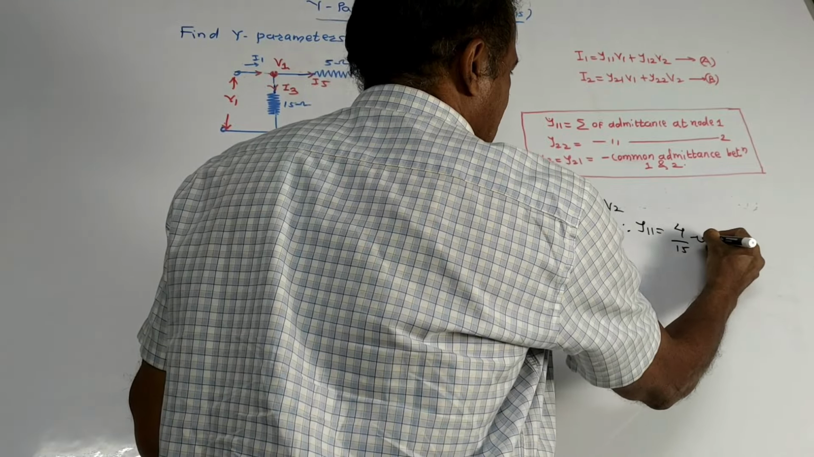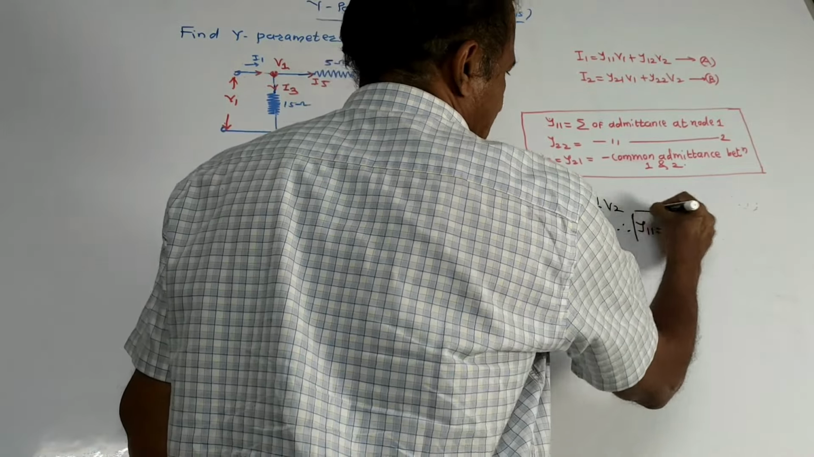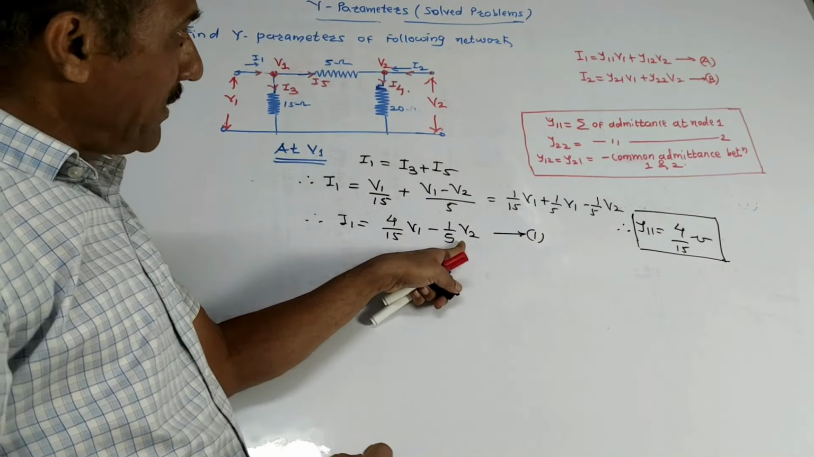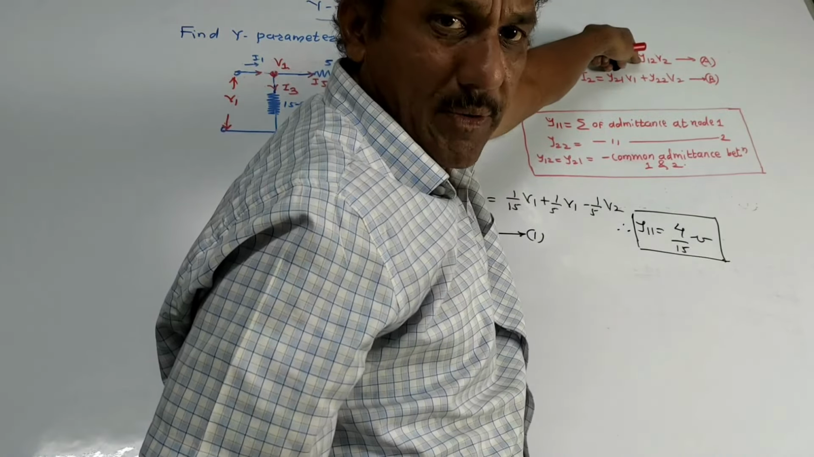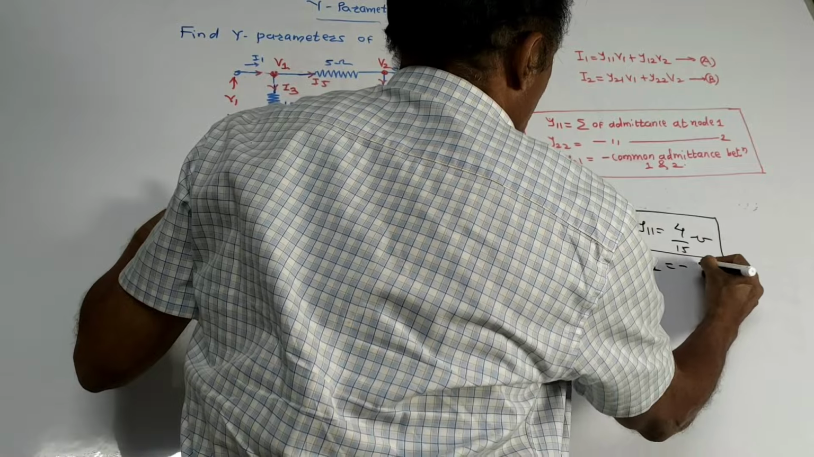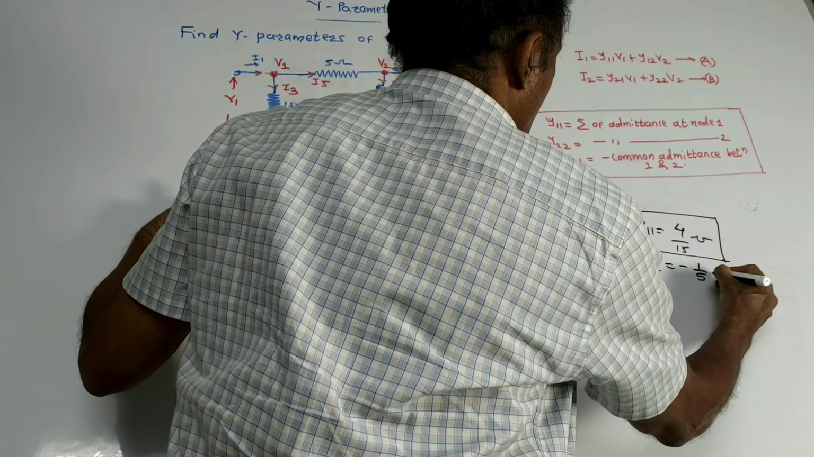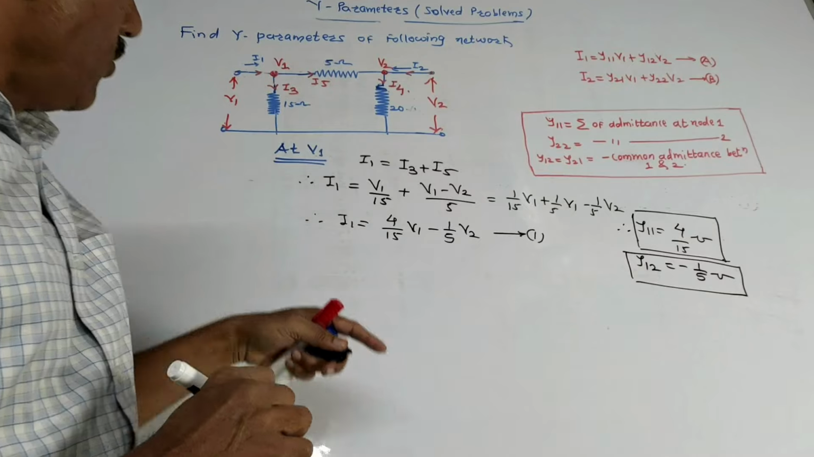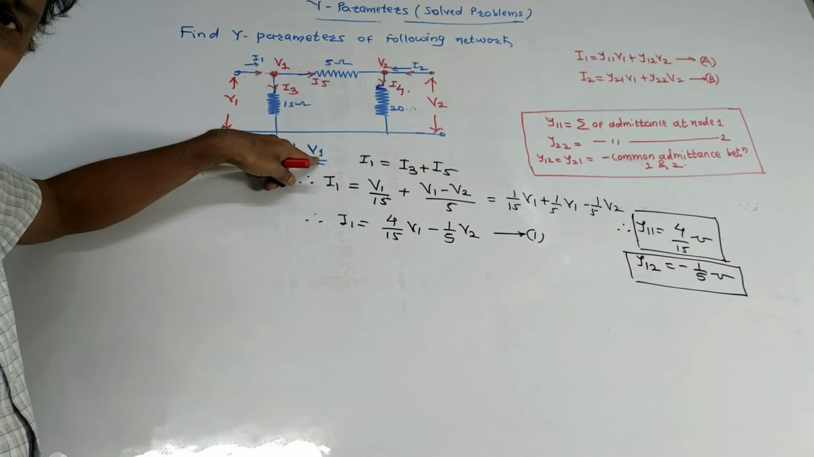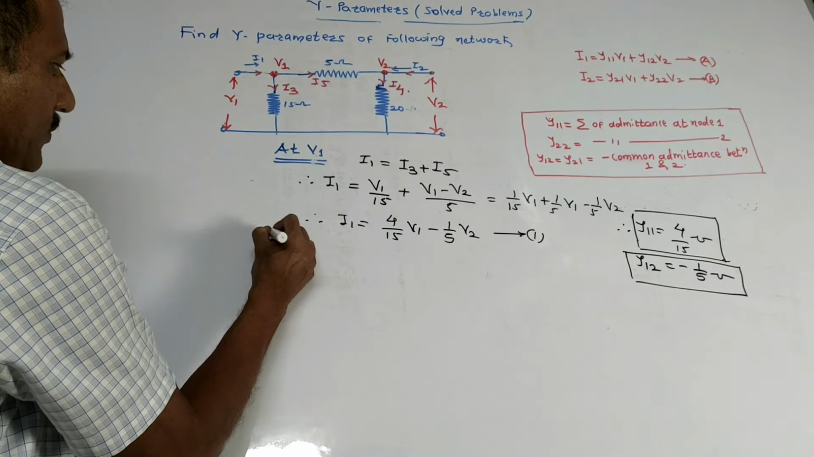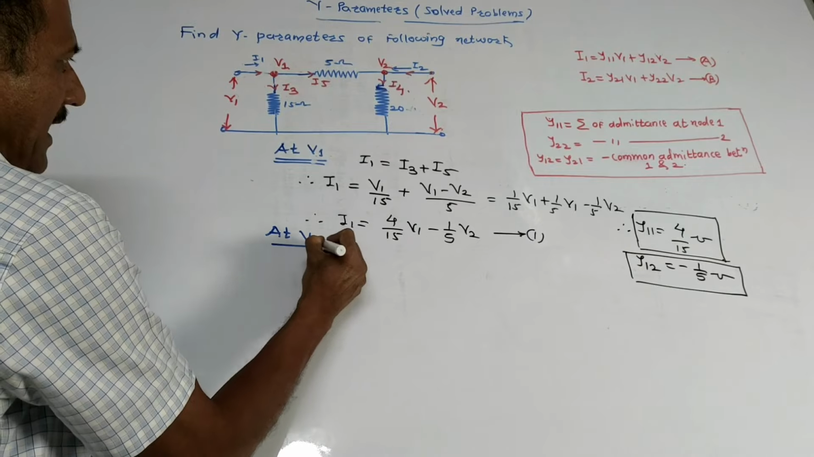This is admittance, so the unit is mho. This is one parameter. Same way, compare the second term of equation 1 with the second term of equation A. So we can write Y12 is equal to minus 1 by 5 mho. This is the second parameter. Now we have applied KCL at V1. Same technique, apply KCL at V2.